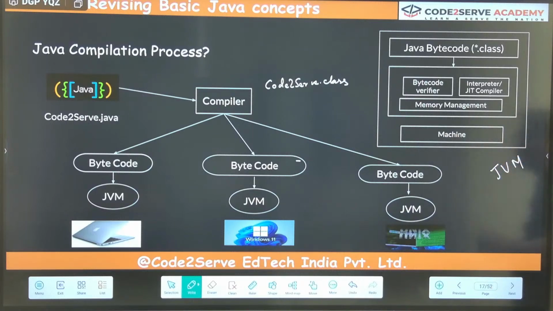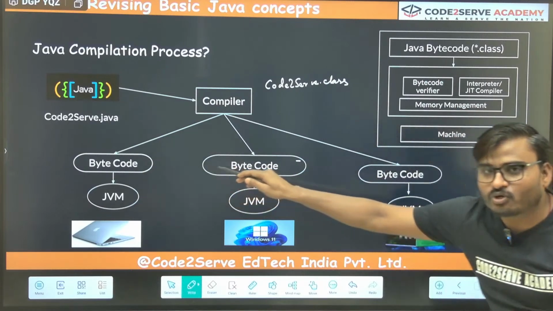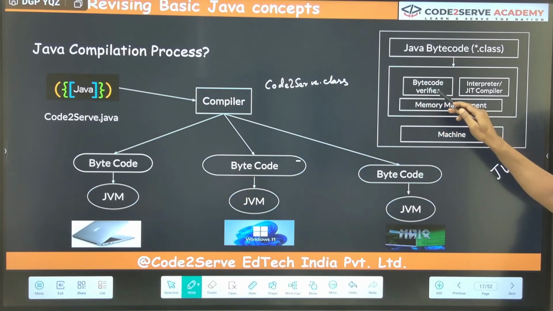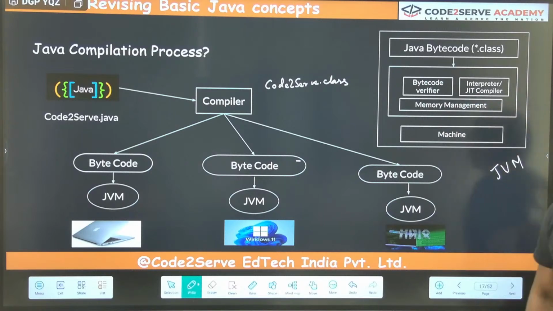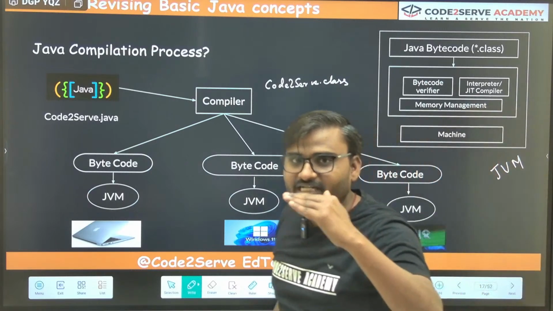So with the JVM, what happens? It first verifies the bytecode, whatever got converted, and then it interprets or compiles it using the JIT compiler.